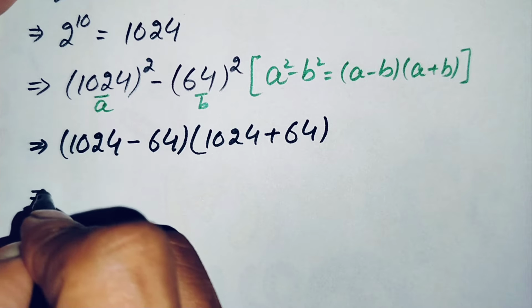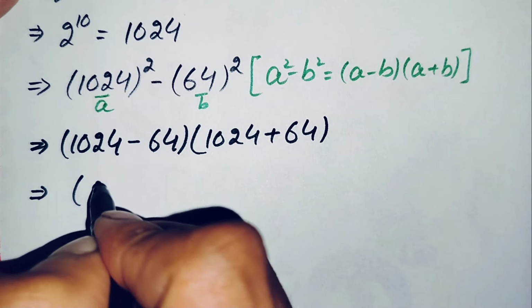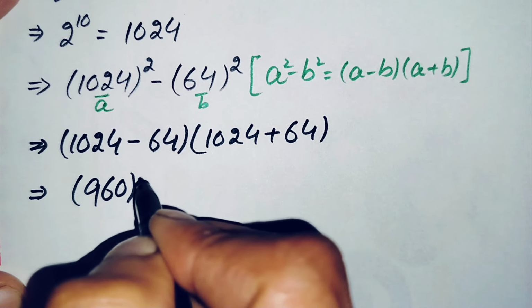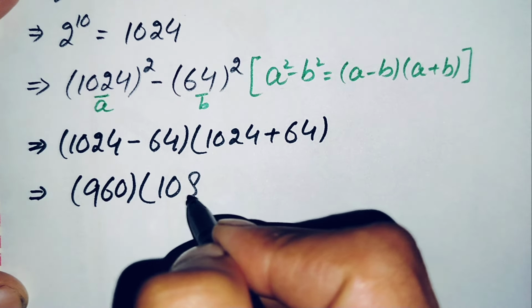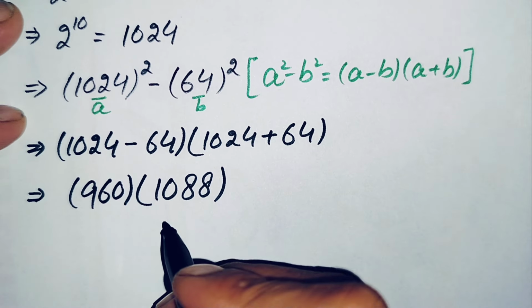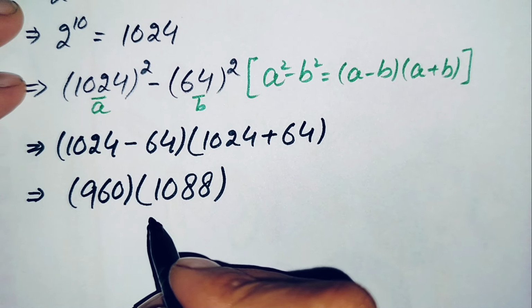So this will become here, 1024 minus 64 gives 960 times, and here the addition of these two numbers gives 1088. Now here we need to multiply these two numbers. So here we can multiply these two numbers in two different ways.